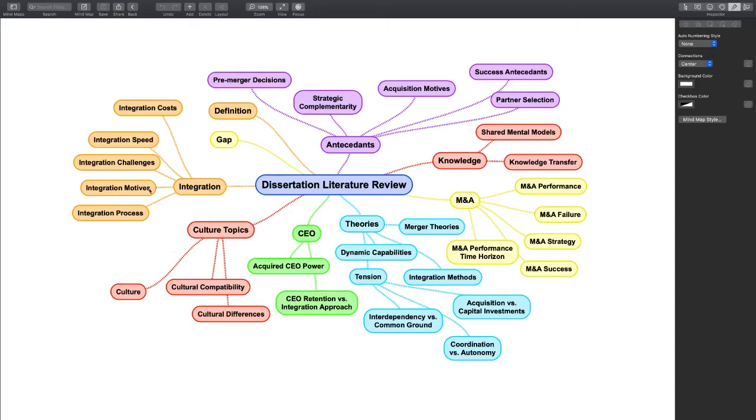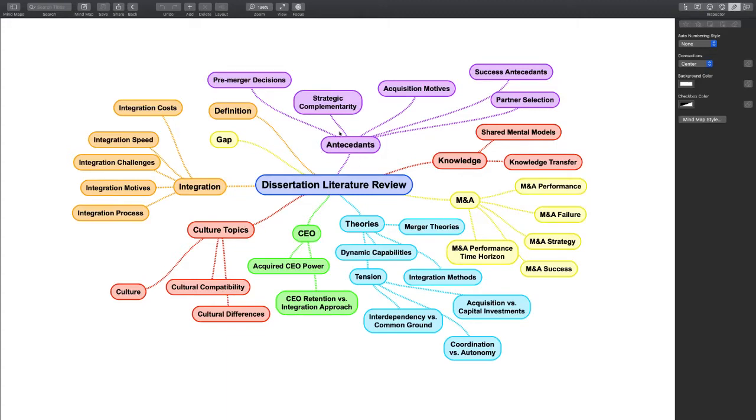And what I originally did was just put them all around here. And then I started looking for recurring themes and tried to collapse them. The beauty of this is when you go to write your literature review, you can realize that you're going to talk about just a handful of main topics: integration, antecedents, knowledge, M&A, theory, CEO, and culture. Then within each of these, I have subtopics.